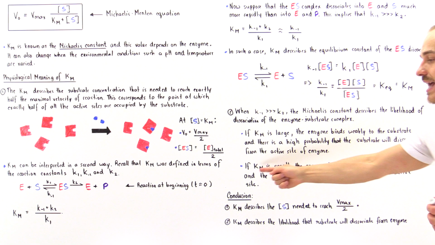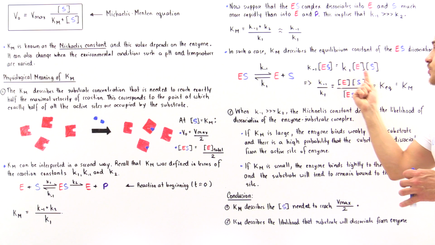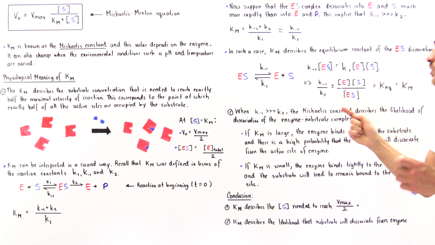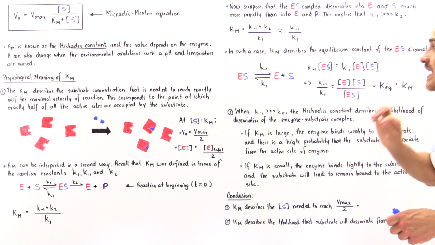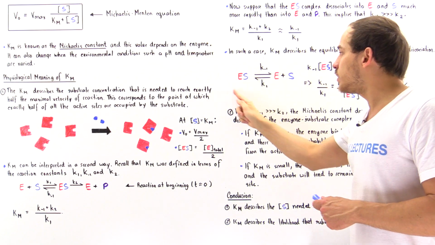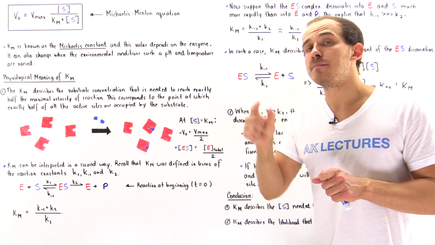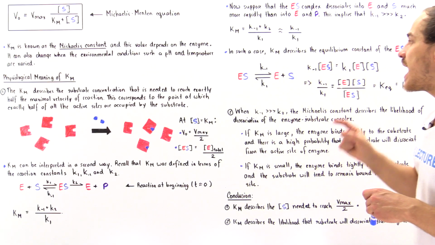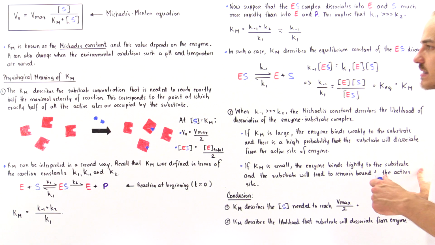On the other hand, if Km is actually small, then that means we have a small concentration of the enzyme and the substrate in its individual form compared to the complex form. And so if the Km is small, equilibrium will lie to the left side, so we'll have a lot of the enzyme substrate complex, and that means the substrate will bind strongly and tightly to the active site of the enzyme. So if Km is small, the enzyme binds tightly to the substrate, and the substrate will tend to remain bound to the active site.